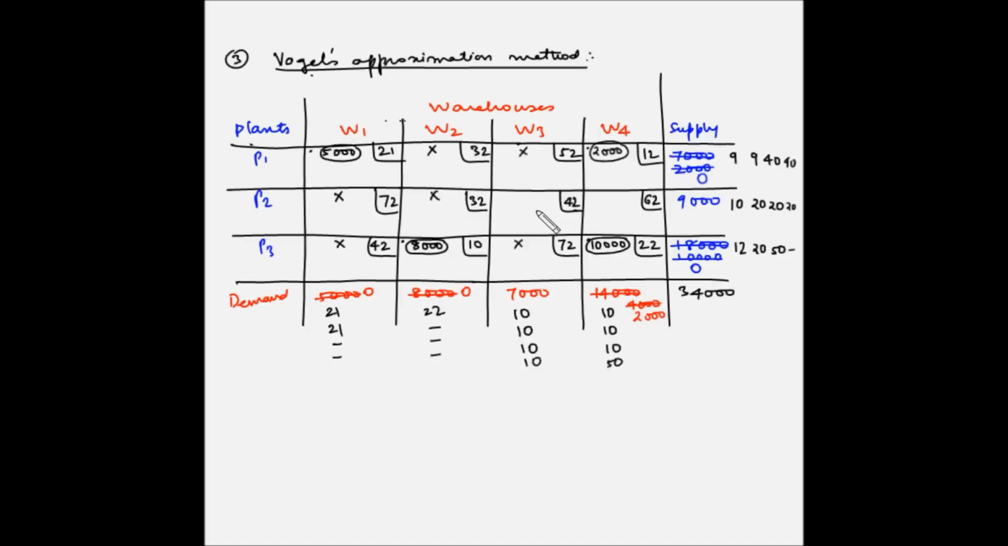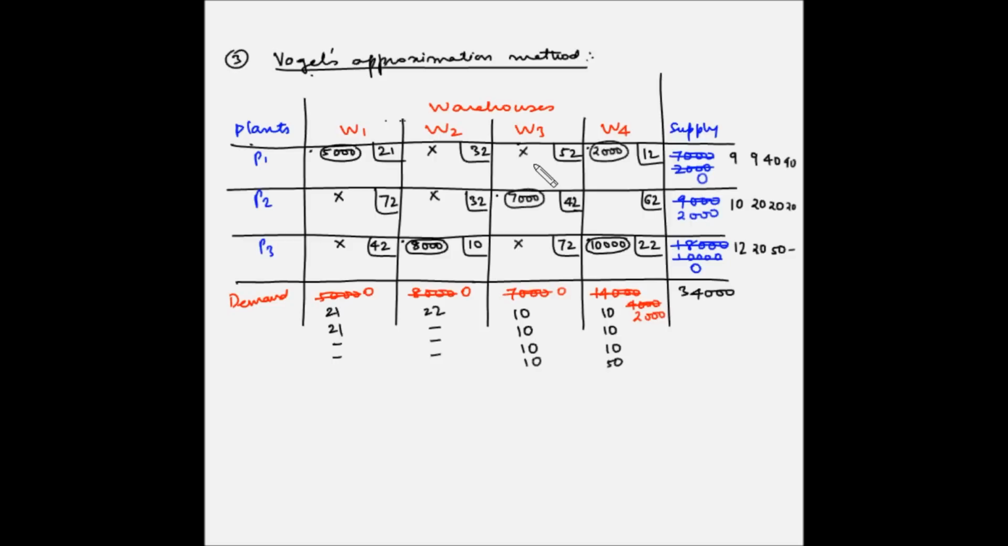So now we have to allocate the maximum number of units to the square with the lowest cost in this row, which is P2W3. Let's evaluate the supply and demand situation. So P2 can supply 9000 units while W3 can take only 7000 units. So the maximum we can allocate here is 7000 units. Now with this allocation, the entire demand for W3 is met while the supply availability at P2 is 2000 units.